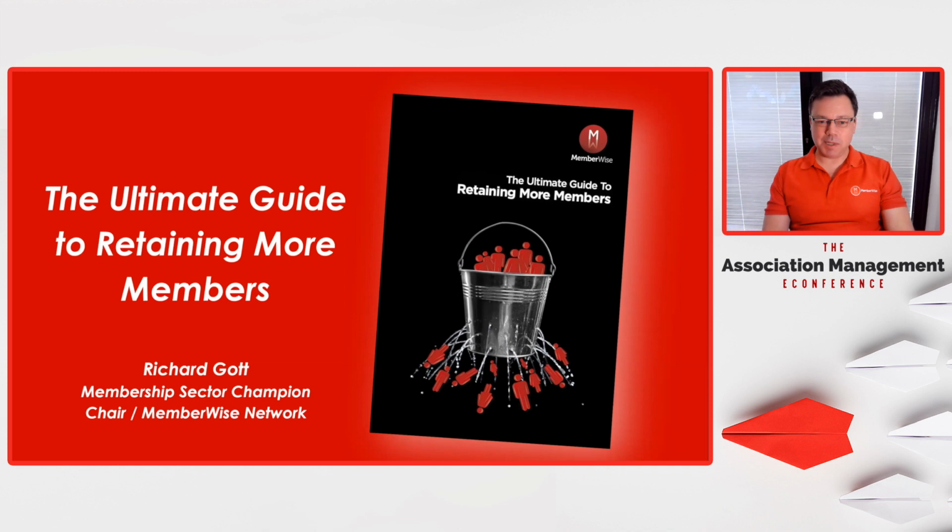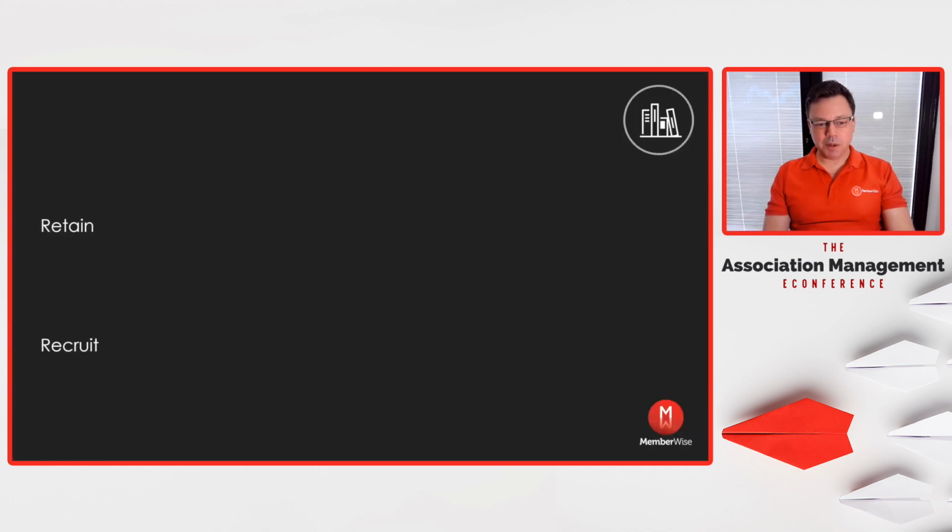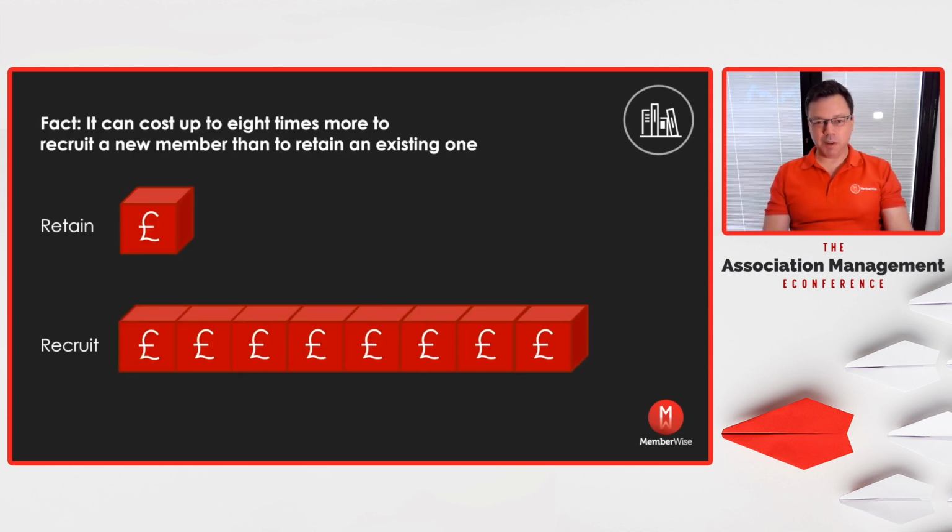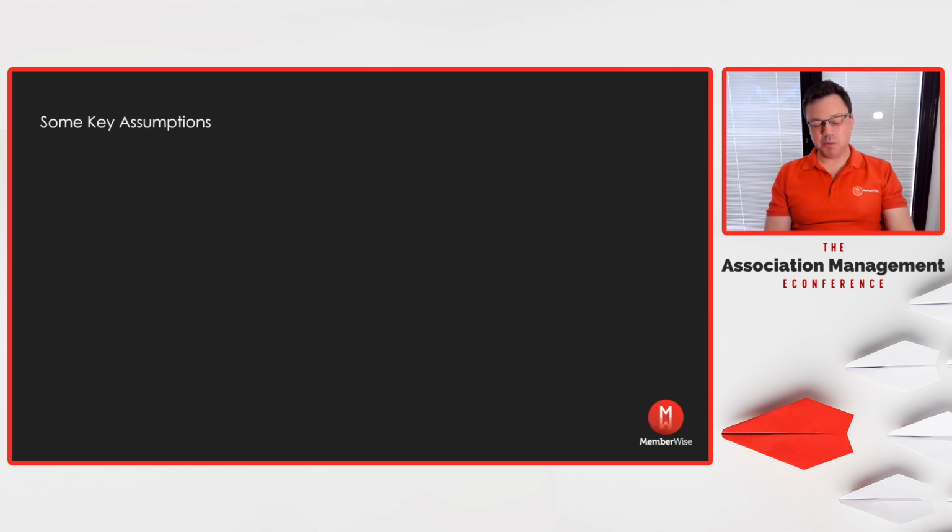So I'll get on with the presentation, The Ultimate Guide to Retaining More Members. In terms of setting the scene, I think it's quite important to start off with a bit of a killer fact. Ultimately, it costs up to 8 times more to recruit a new member than it does to retain an existing member. So because of that, it's much more effective for membership organisations to retain rather than to exclusively recruit new members. There's got to be some key assumptions with that.